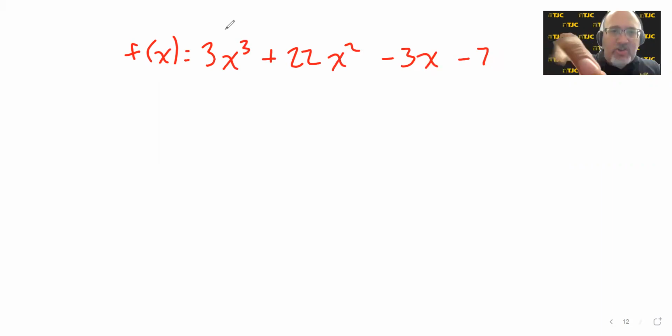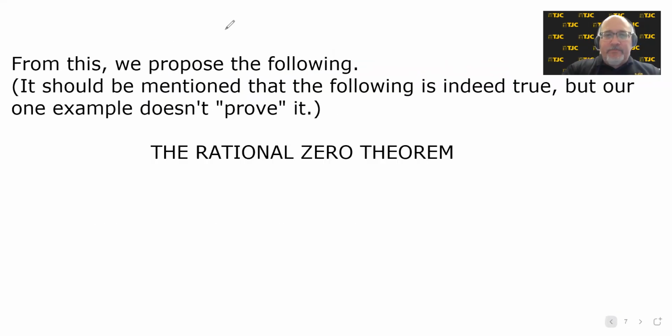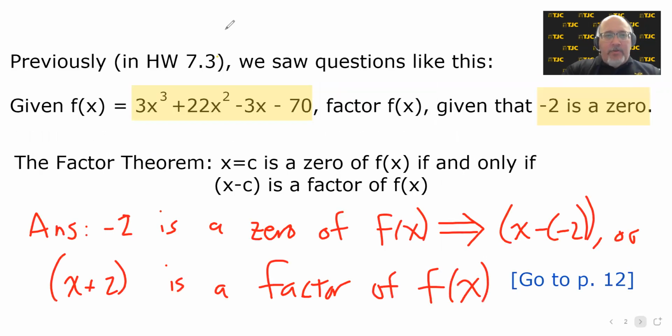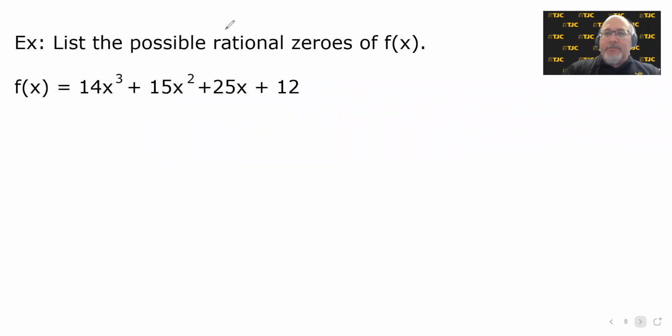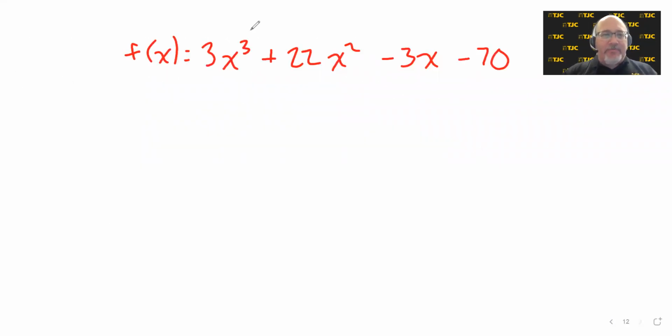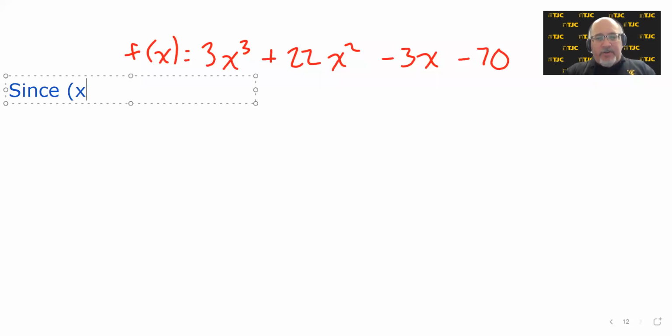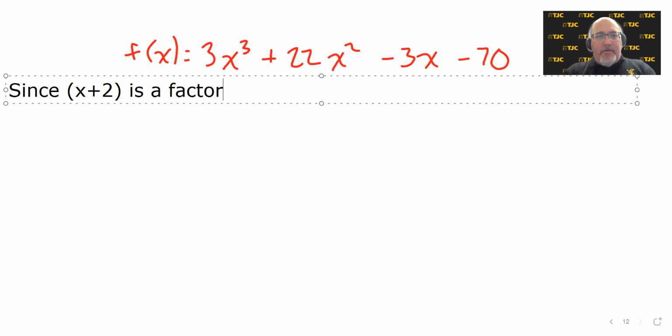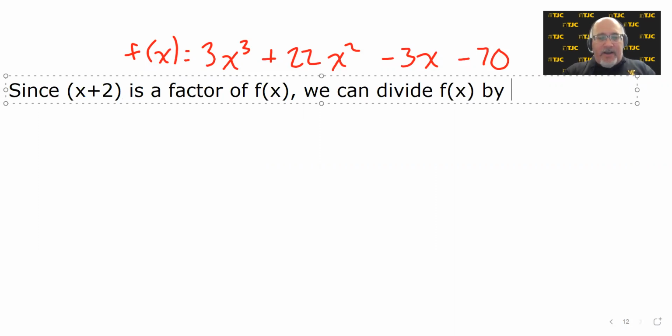I'm going to go back and check it just to make sure. 3, 22, -3, -70. And our factor is x plus 2. All right, let's type this. Since x plus 2, look at that, it's in blue, how pretty. Since x plus 2 is a factor of f of x, we can divide f of x by x plus 2 to get the other factor.